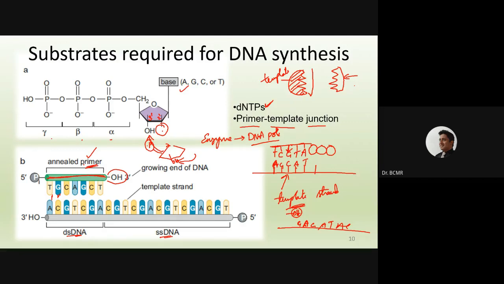So there are two substrates. It is dNTPs, and the other one is the primer-template junction. Template is the one whose base sequence is read. Primer is the one that supplies the 3' OH, onto which DNA polymerase adds more bases, one base at a time, using the complementarity of the template.